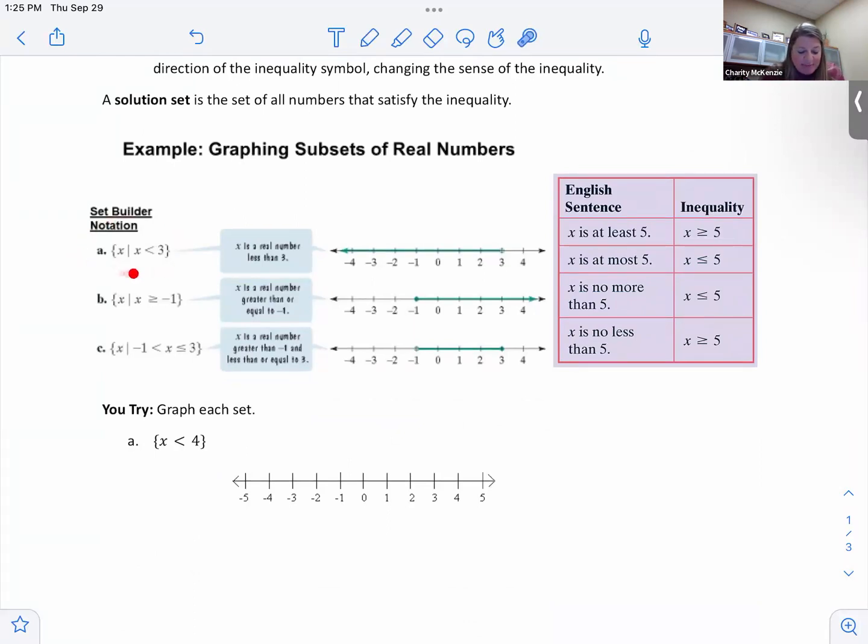This is called set builder notation. You don't have to write it, but your answers and your problems might have it. What this notation is saying is the set, those are set brackets, of all numbers x, such that, that's the line, such that all those numbers x are less than 3. So you're saying the set of numbers that meet this criteria, and that criteria is they're less than 3. It's a funky notation, but the piece we really need to focus on is this piece: all numbers less than 3.